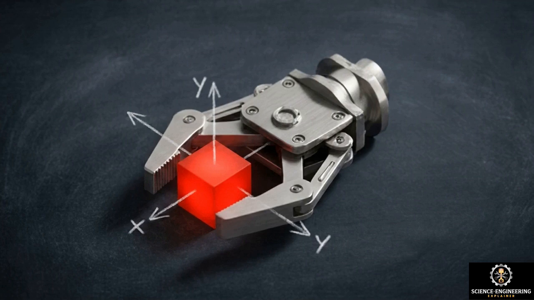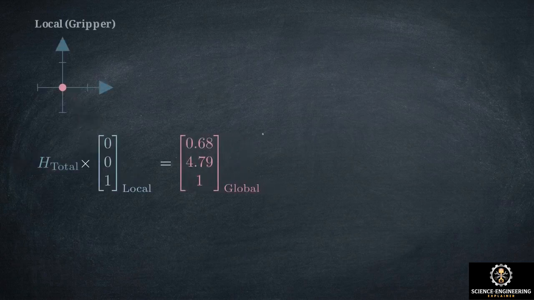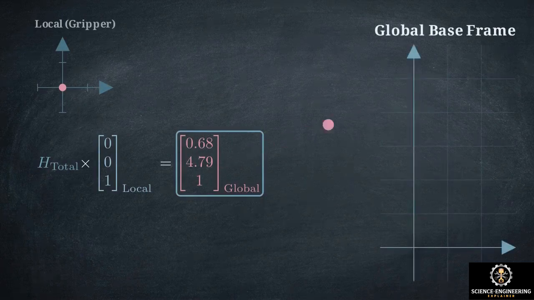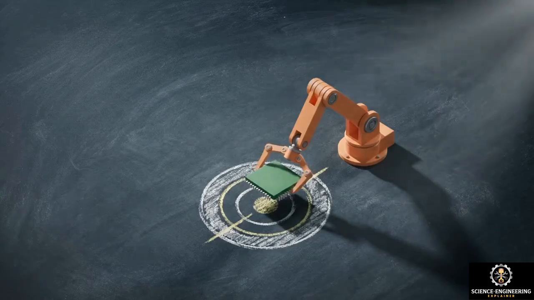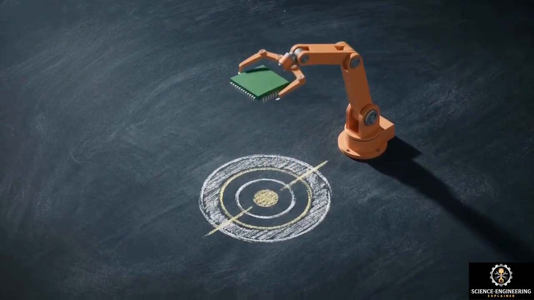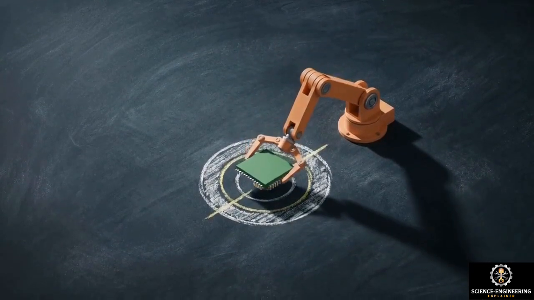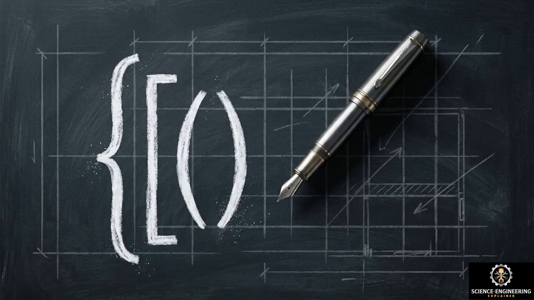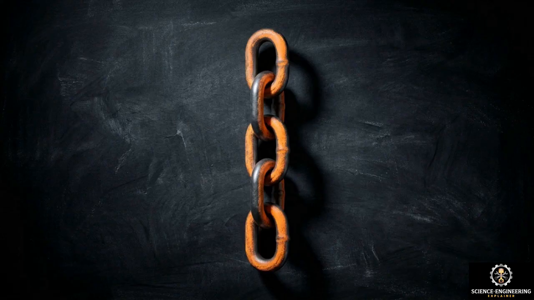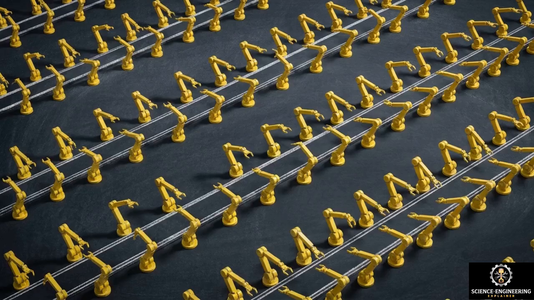You can now take any theoretical object in the gripper's local frame, multiply it by this H-total matrix, and immediately know its exact coordinates on the global grid. This absolute mathematical certainty allows control software to confidently drive physical hardware to exact targets in the real world, entirely without line of sight. Forward kinematics requires zero guesswork. It is the process of building a continuous mathematical chain, transforming isolated, localized mechanics into absolute spatial awareness.